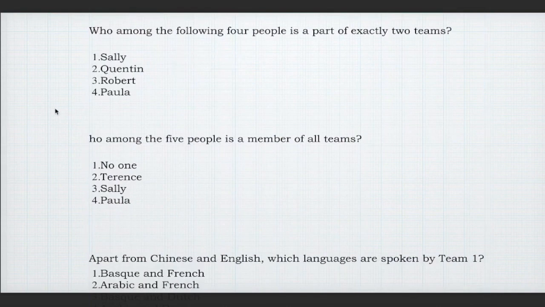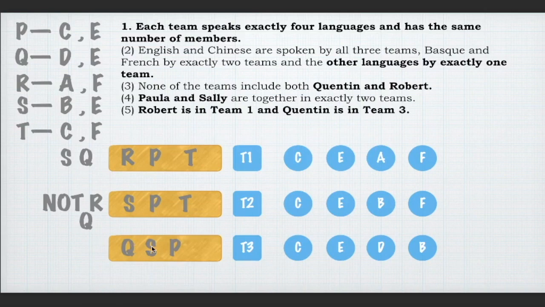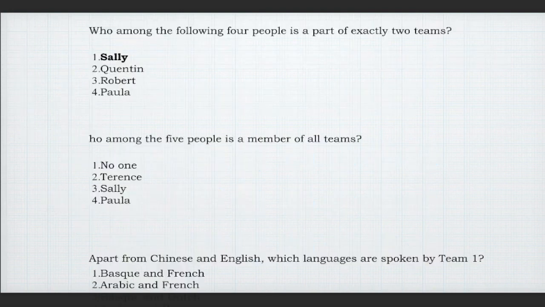Next question, who among the following four people is part of exactly two teams? Go back and you can see in the story that Sally, and I remember this half from the snapshot, is in exactly two teams. You will say even Terence is also in exactly two teams. But the question was which among the following, and in the following, T or Terence was not mentioned and therefore my answer is Sally. So don't get thrown away by this little detail.